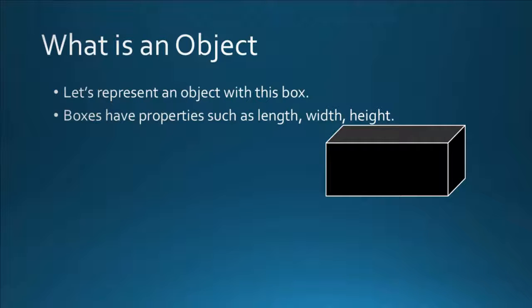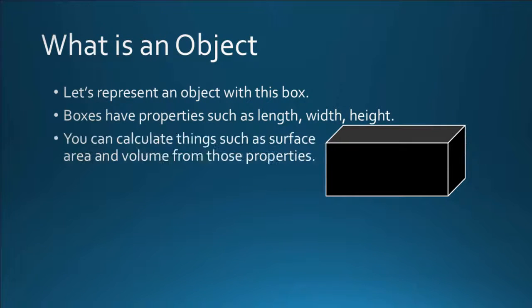You can get other things like thickness of the material. You can get into things like how deep is the box. But we're not going to worry about those right now. Instead, let's just focus on these 3 properties. All right, and from those 3 properties, I can calculate different things such as surface area and volume.